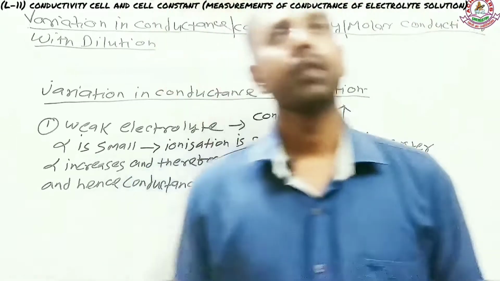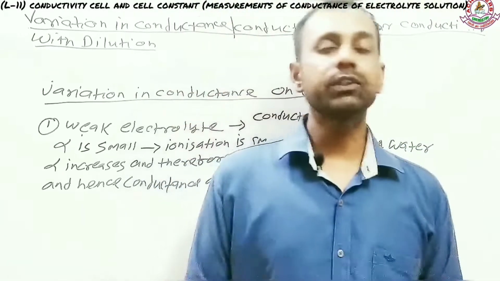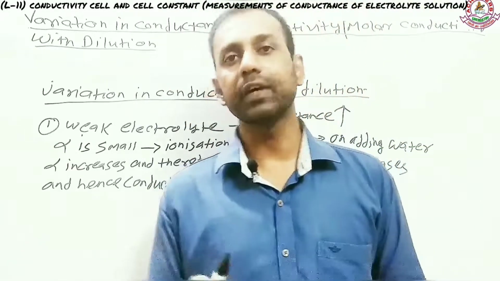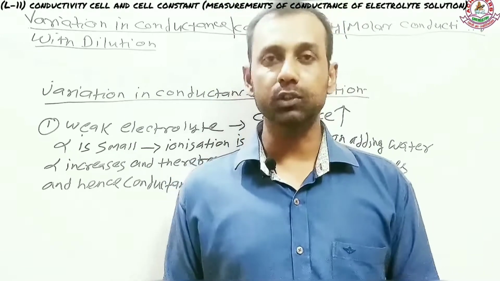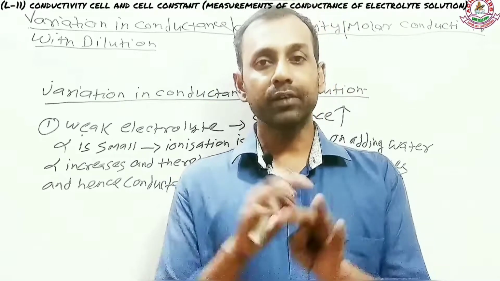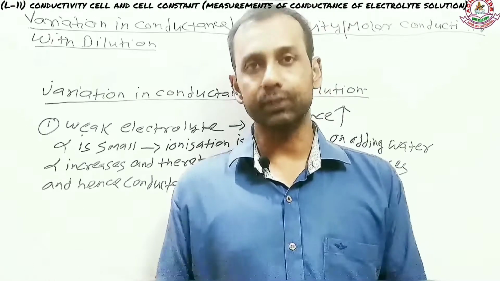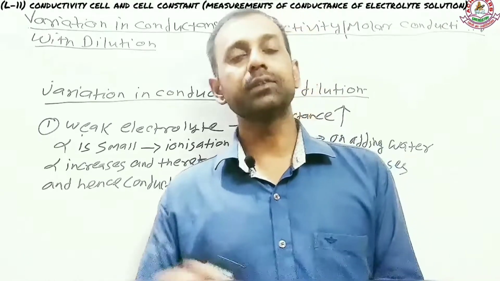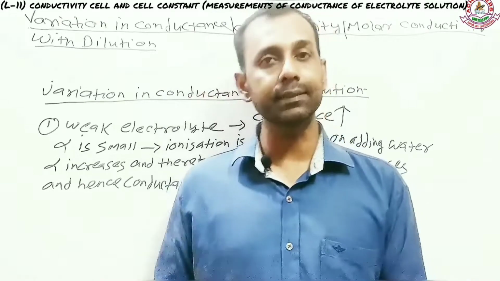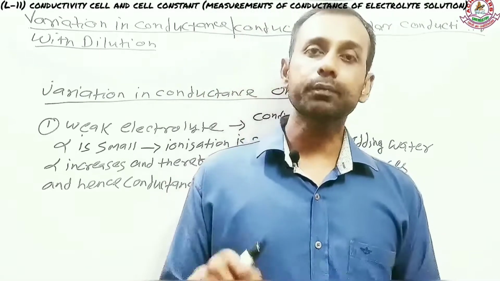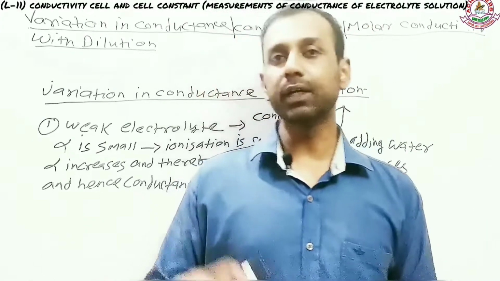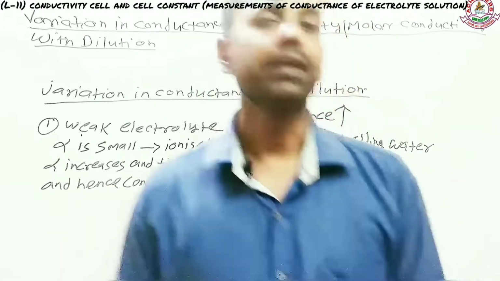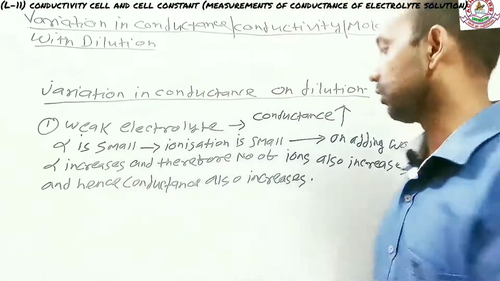Let me repeat that. For a weak electrolyte, the ionization is not 100%. So what does that mean? Alpha is very small. But if you dilute, or if you add water into a solution, what happens? The ionization of the electrolyte increases. So on dilution, the ionization increases. What that means is alpha starts increasing. If alpha increases, number of ions per unit volume also increases. And if number of ions per unit volume increases, of course, the conductance of the electrolyte solution will also increase.